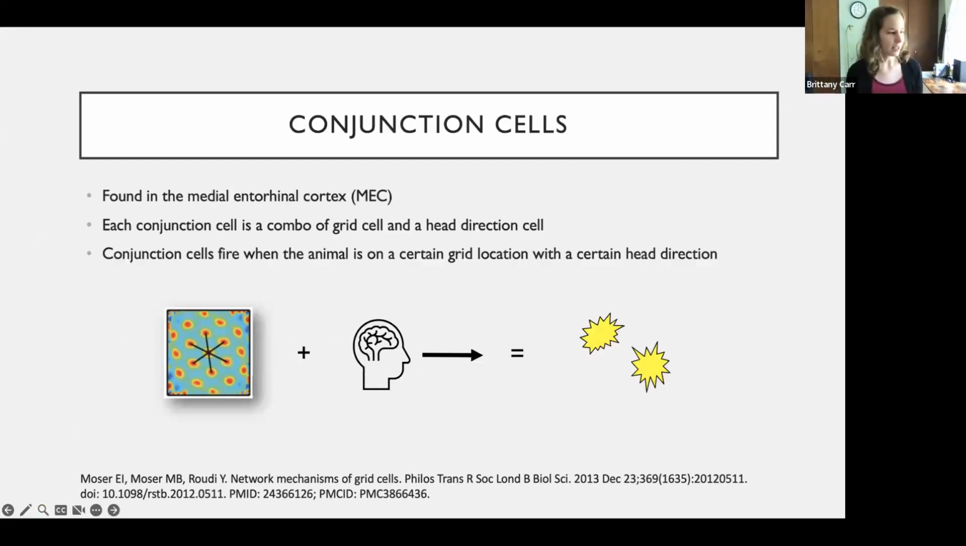Okay, so there is one last cell that we'll briefly talk about, and that is a conjunction cell. These are found in the MEC as well. Each conjunction cell is basically a combination of a grid cell and a head direction cell. So these conjunction cells fire when the animal is on a certain grid location that also has a certain head direction, right? Basically, your brain said, okay, this is a nice way to take a few shortcuts. We'll combine it into one, call it a day.